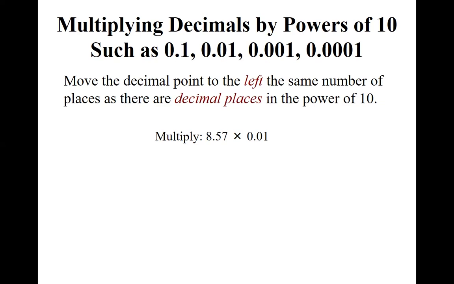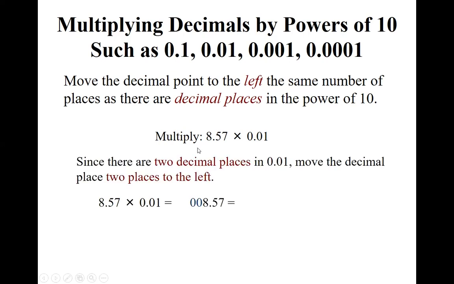8.57 times 0.01. 2 decimal places in the power of 10. Less than 1. Move 2 to the left. We're going to have to add a 0 to the left of 8 to make this work. 1, 2. 0.0857.